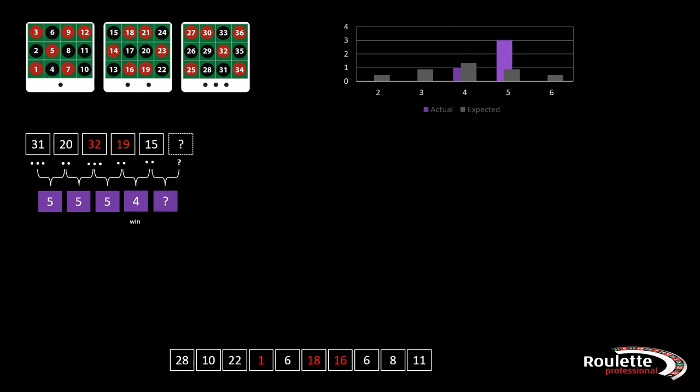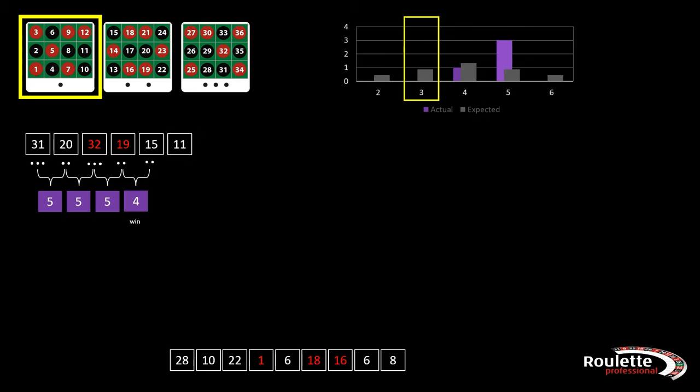Which result is furthest behind? We already have a 2 from the 15 as a starting point, so we know we cannot get 2 as a result, and we cannot get a 6, so that just leaves 3, 4, and 5. We know 5 is ahead, 4 has almost caught up, so 3 is the most behind at this point, so you could bet on the first dozen to get a result of 3. We can see from the 11 on the next spin, this would also lead to a win.